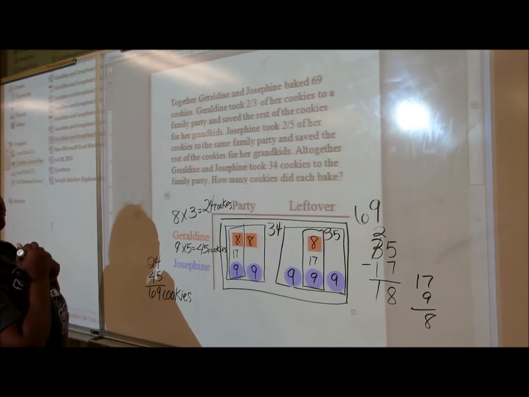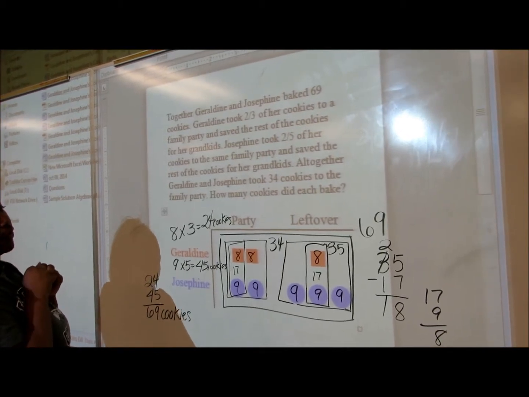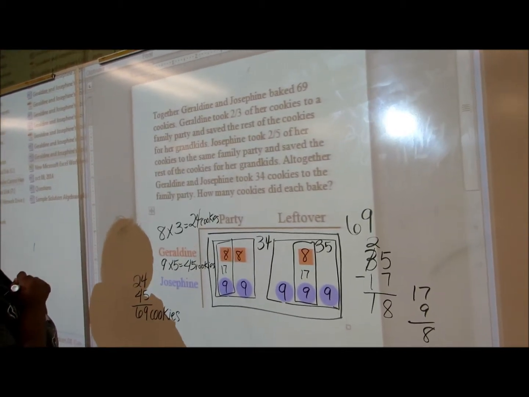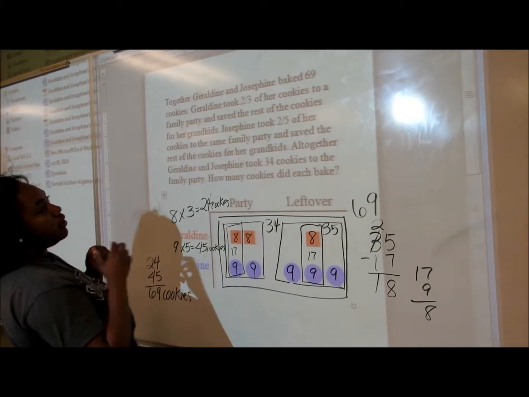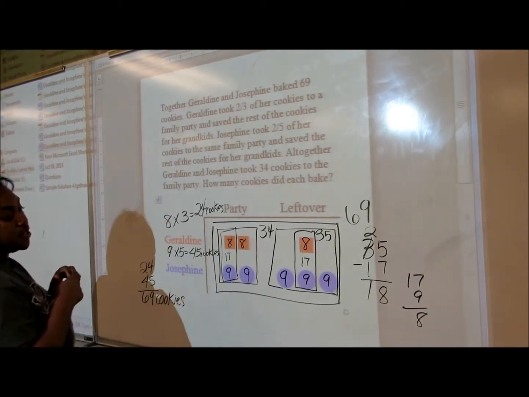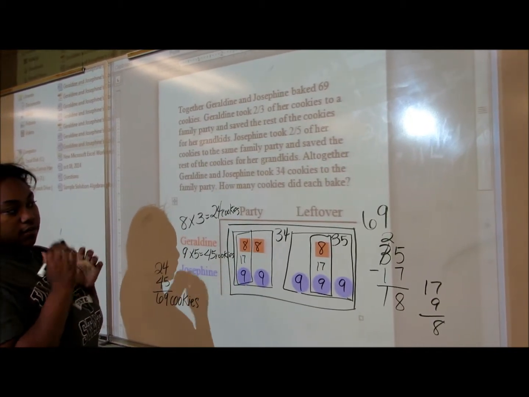And one more question. Why is it a good choice to use 2 different symbols for Geraldine and Josephine? We use red squares for Geraldine and blue circles for Josephine. Why is it a good choice? Because you don't know what each one is equivalent to, so you can't make them the same. So you need 2 different representations of their cookies.